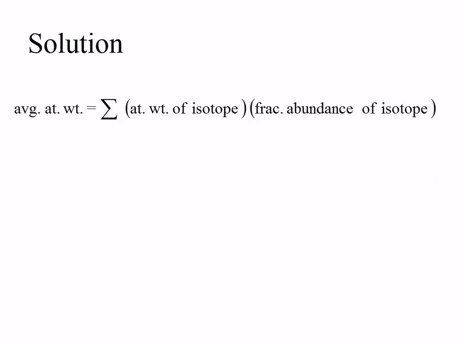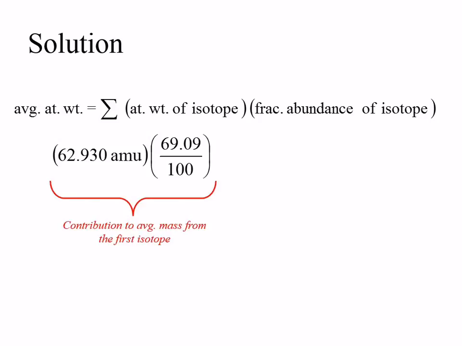So it looks like this. We're actually going to have two terms added together because we have two isotopic forms. So the first term is going to look like this. We're going to take the mass, which is 62.93 AMUs, and multiply it by the fractional abundance, which is the percent abundance, 69.09, divided by 100. So that's for the first isotopic form. And that's capital sigma, that means summation. So we're going to have to go back and snag that same information for the second isotopic form. And it looks like this.